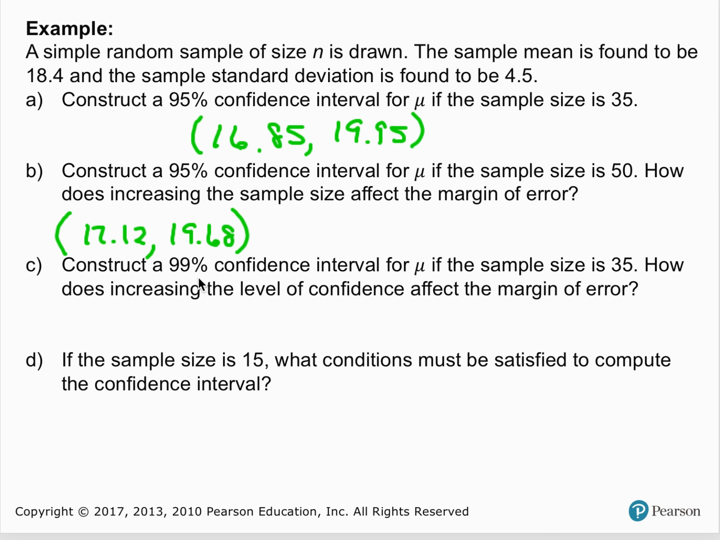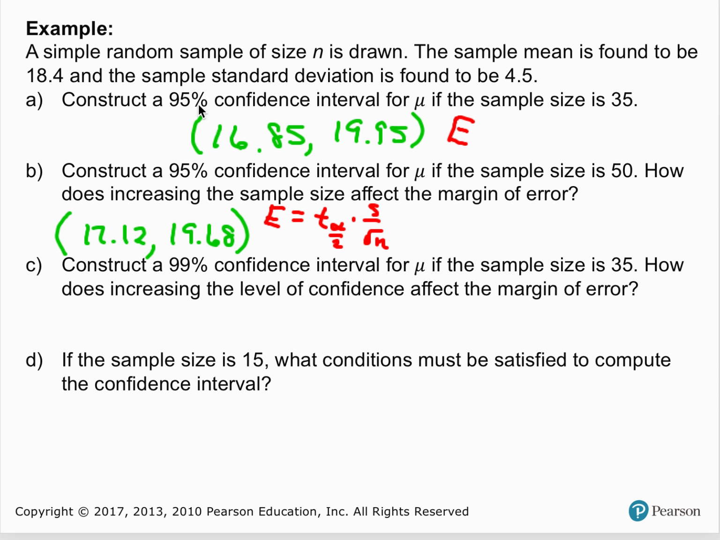Okay. And it asks, how does increasing the sample size affect the margin of error? Well, let's do our margin of error for n equals 35 and n equals 50. Remember, we had this formula. Our margin of error is T sub alpha over 2 times S over the square root of n. So, if I do it for 35, I'll do it up here. My margin of error, right? T sub alpha over 2.